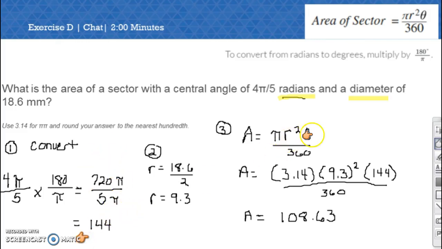All right, so now we have our theta. Now we need our radius. They've given us a diameter of 18.6. Remember, we simply divide by 2 to get our radius, and 9.3 is equal to the radius. So plug that into our formula: 3.14 times 9.3 squared times 144. Put this in your calculator, divide by 360, and you should get 108.63.